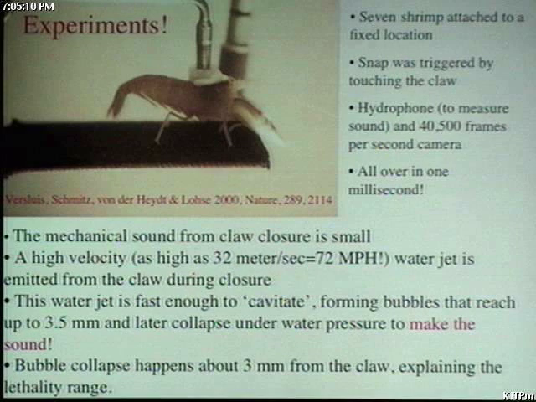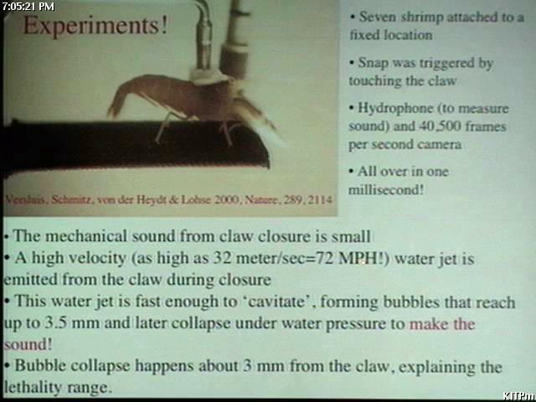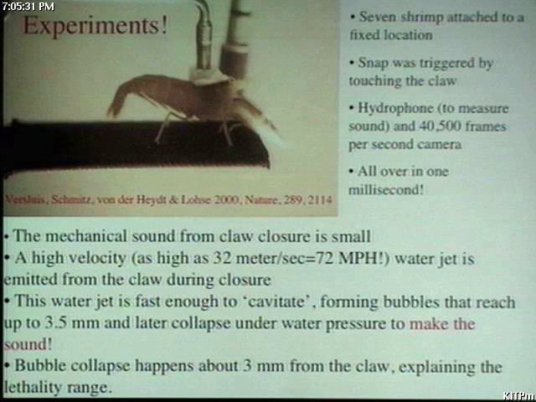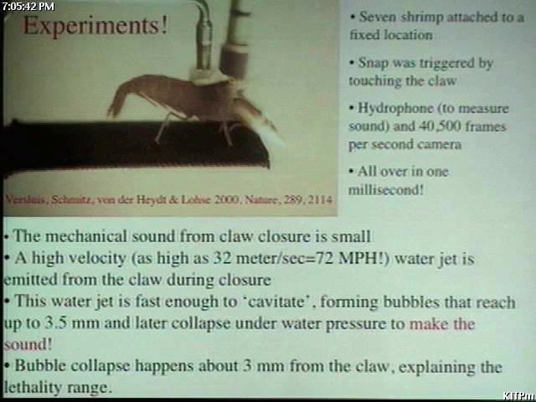But the key of this, and this is what I'll explain, is this water jet's fast enough to what's called cavitate, and I'll explain what that is. Cavitation is if you move fast enough, the pressure drops and you form vapor. And what was shown, and I'll show you this, is that you did indeed form vapor. That vapor then collapses, and it's the collapse of that bubble, which is a singular collapse, that makes the sound. And that collapse occurs about 3 millimeters from the claw, and that explains the range of their lethality, if you will. Okay, so that's what they show, but now let me actually walk through this.